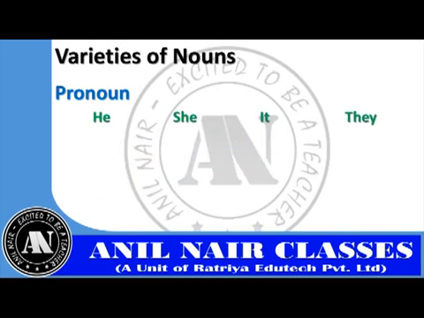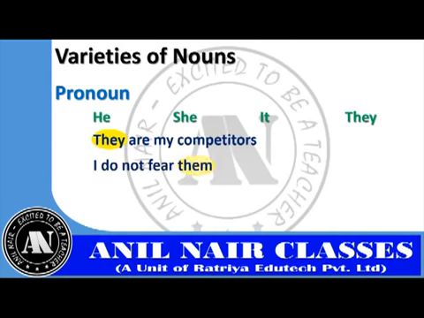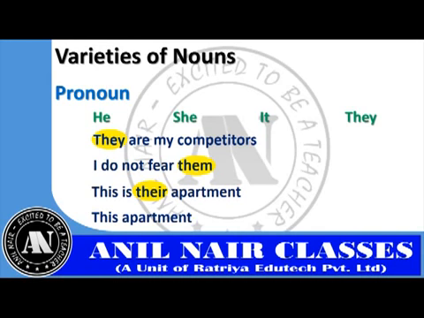Next, coming to the third person plural. They are my competitors. In this, they is the subjective case. I do not fear them. Here, them is the objective case of the third person plural. And this is their apartment, wherein their is the possessive case of the third person plural in the active voice. But in the passive voice, it will be, this apartment is theirs.